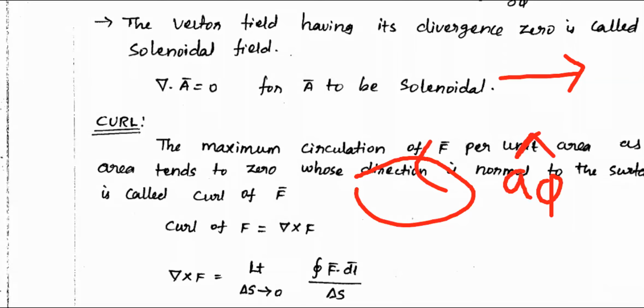So if some vector keeps on rotating, that individual vector itself is rotating. Nobody is rotating this vector. It's only one vector, but it is rotating. It has a rotating nature.